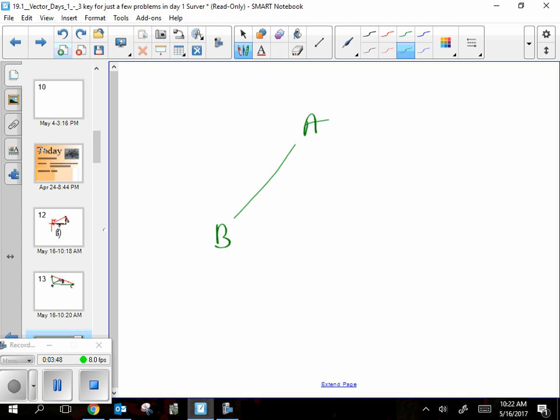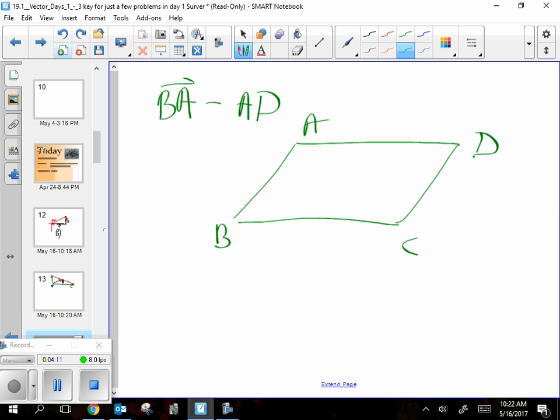A, B, C, and D. All right. Would you please sketch that and then tell me what BA minus AD would look like? BA minus AD.